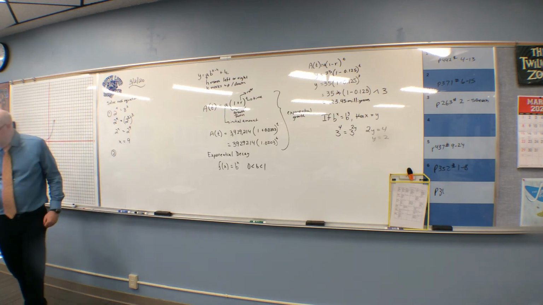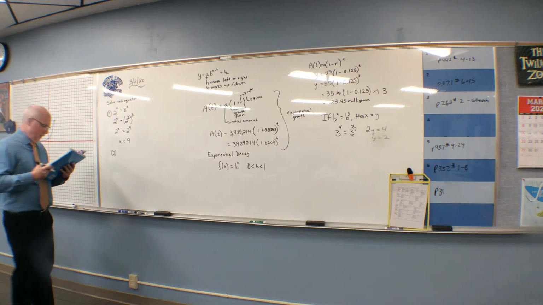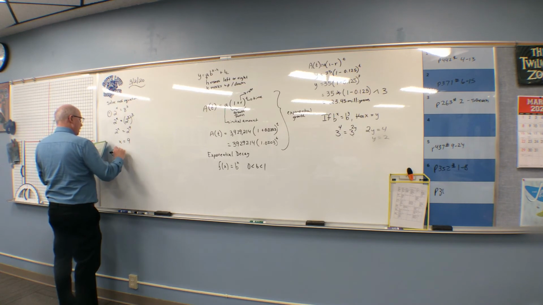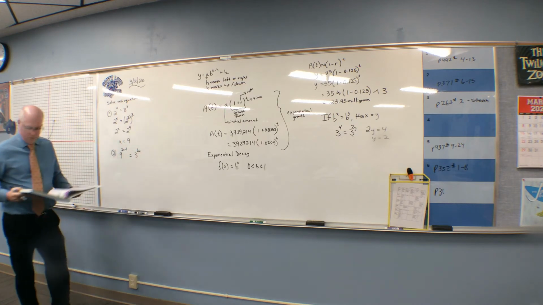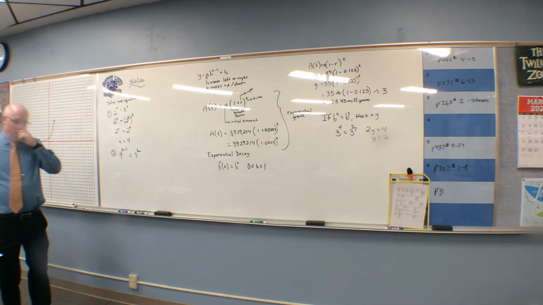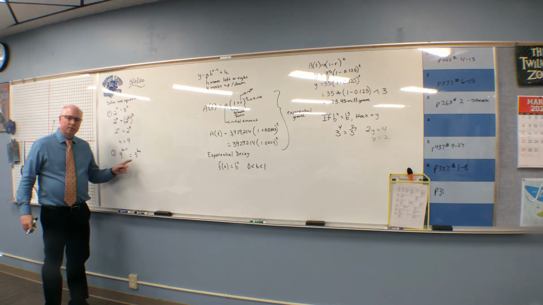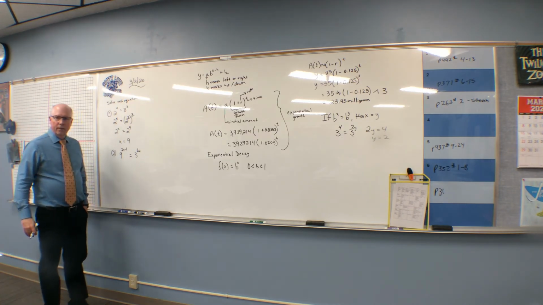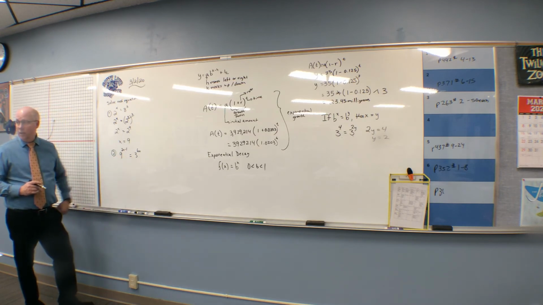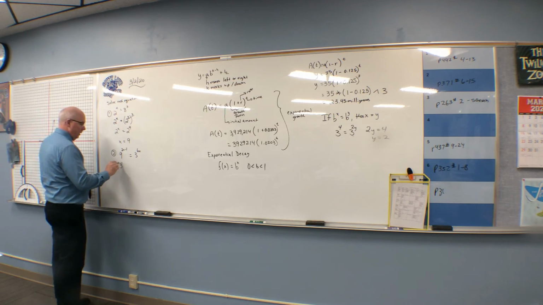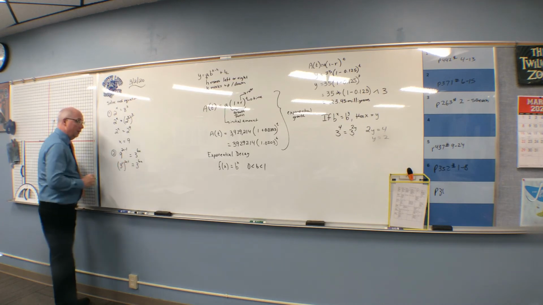Okay. Let's take a look at this. Let's get a little bit more complicated. 9 to the 2x minus 1 equals 3 to the 6x. Okay. They do not have the same base, do they? But they could have, right? Because 9 is a power of 3, is it not? Isn't 9 3 to the second power? And so that is to the 2x minus 1 power, correct? And that still equals 3 to the 6x.